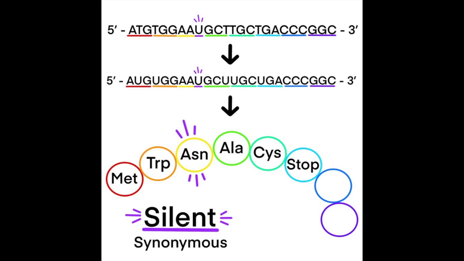The final type is known as a silent point mutation, and this is when an amino acid is changed, but it still codes for the same protein as the original. If we look at the third codon in our example, if C undergoes a transversion mutation into U, thus changing the codon from AAC to AAU, then we can see that it will still code for the amino acid asparagine.